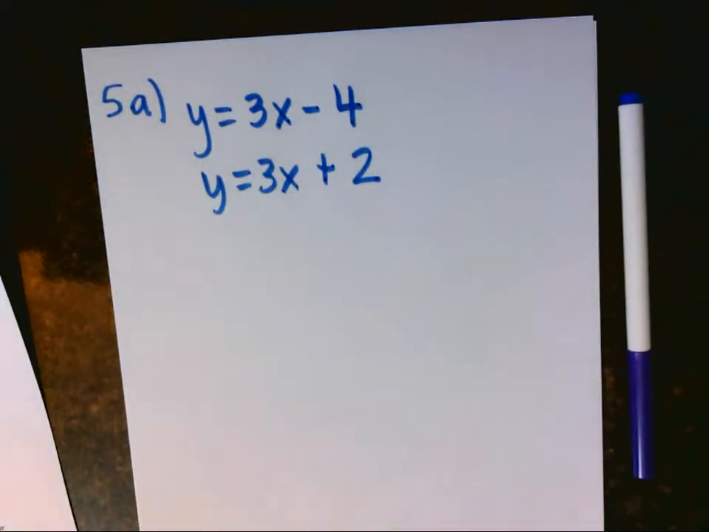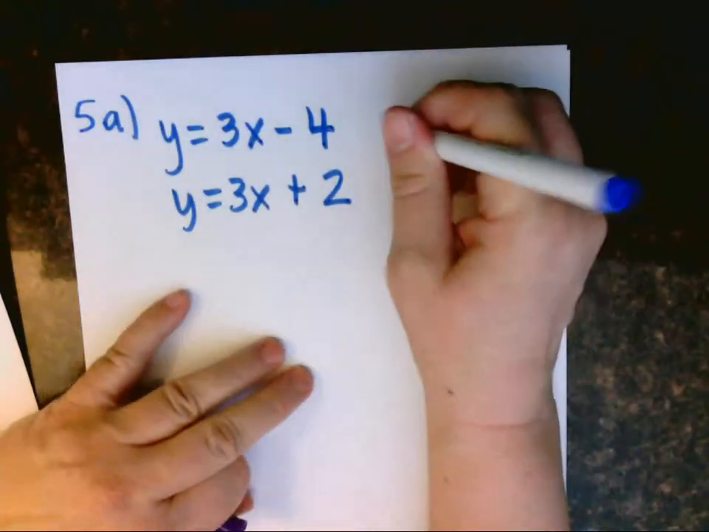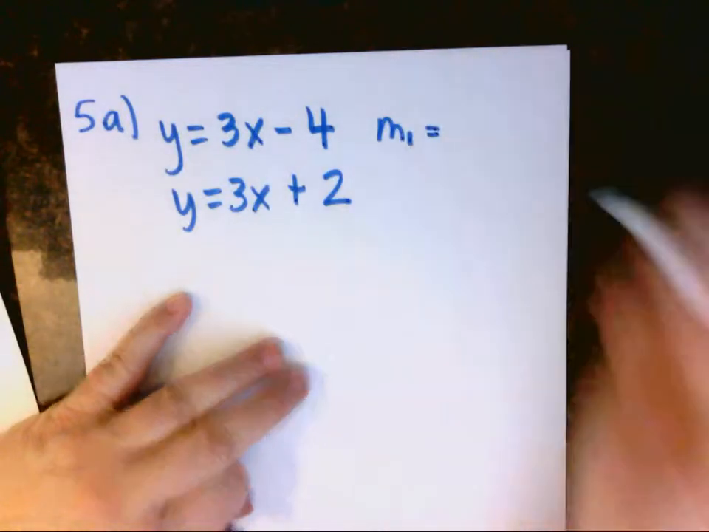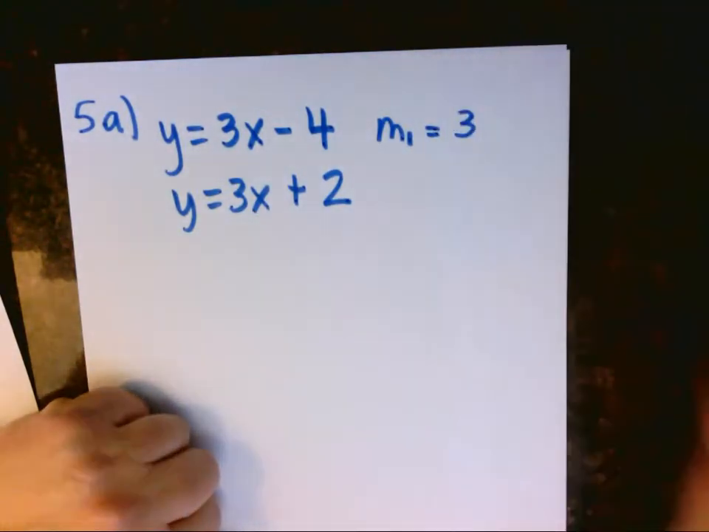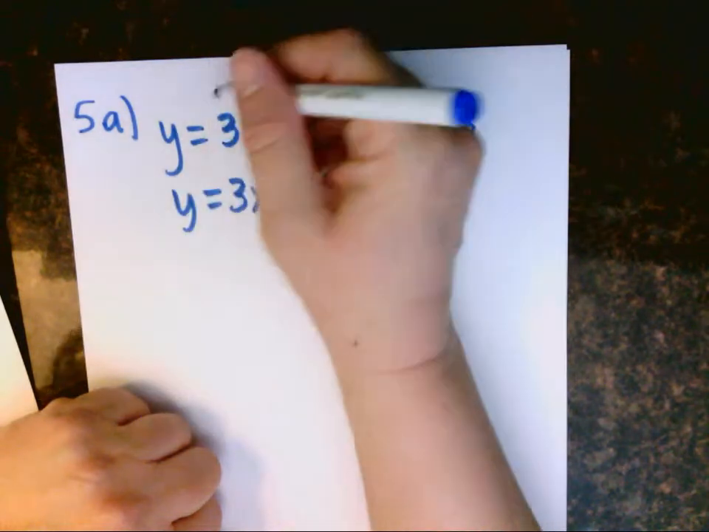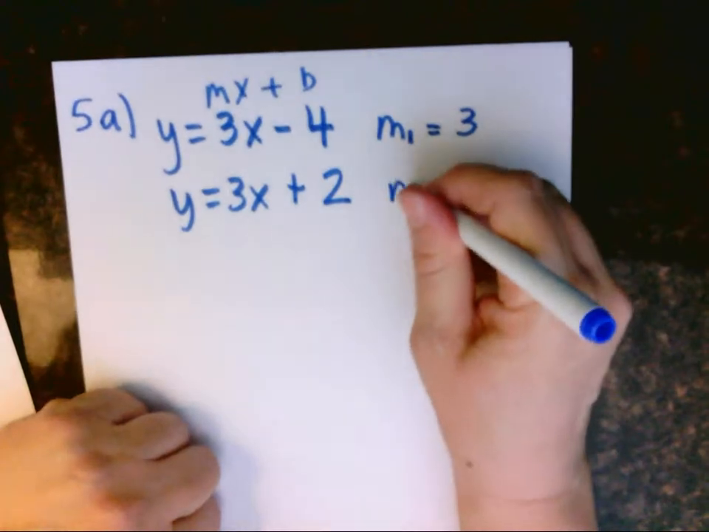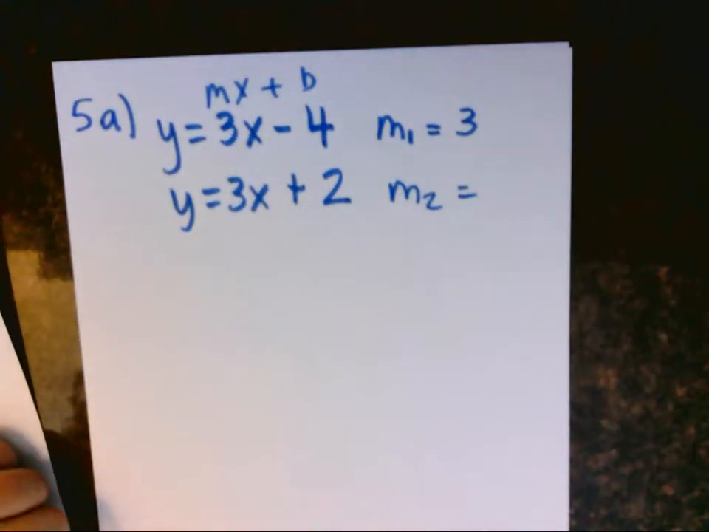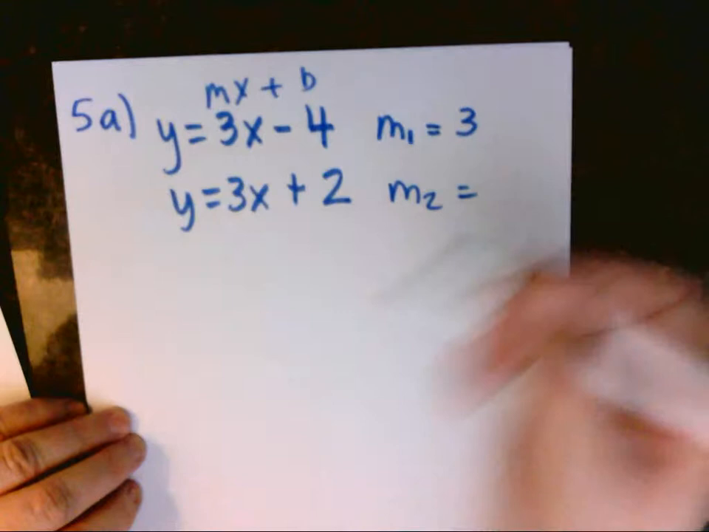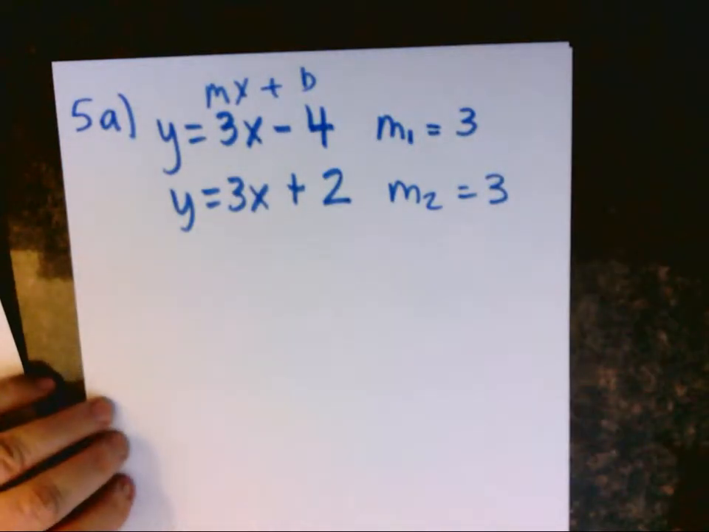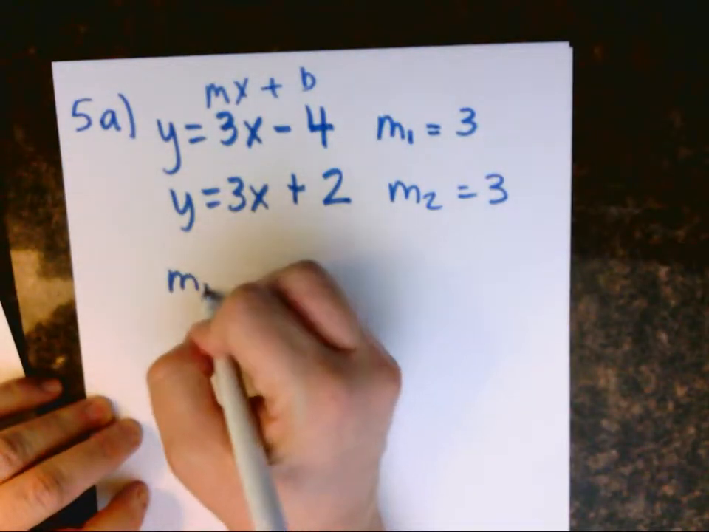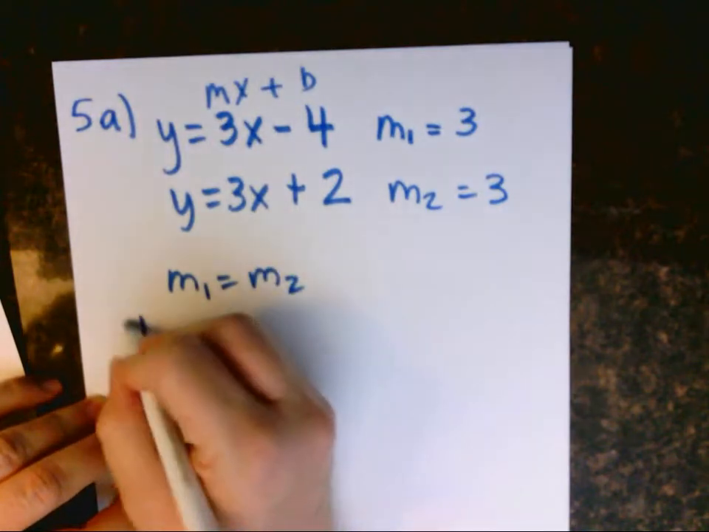These are in the handy slope-intercept form, which allows us to know what the slope is. And I'm going to say the slope 1 for this first line is 3. I can tell that because this is in the mx plus b form, right? And this is also in the mx plus b. So the slope of the second line is also 3. Those are the same. These lines are parallel.